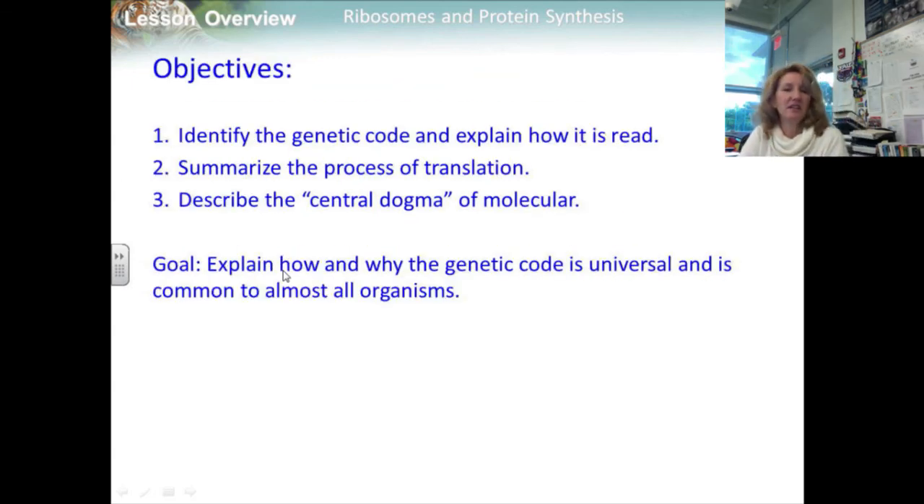So objectives, again, are to identify the genetic code and explain how it is read, summarize the process of translation, and also to be able to describe the central dogma of molecular biology. All these objectives explain how and why the genetic code is universal and is common to almost all organisms.